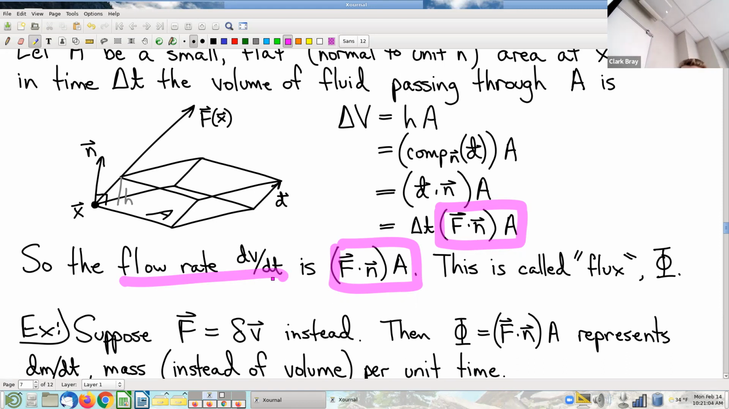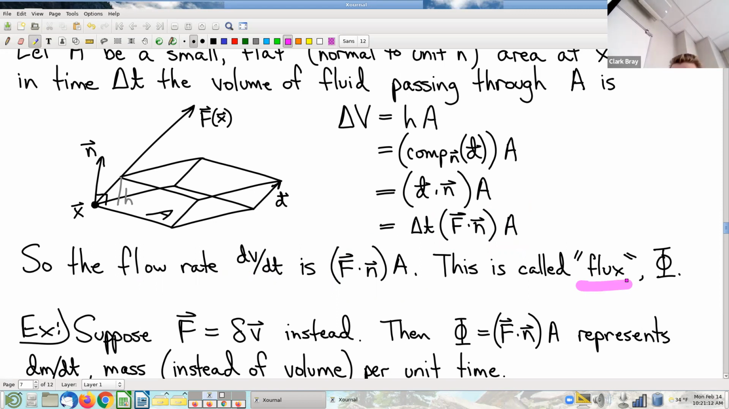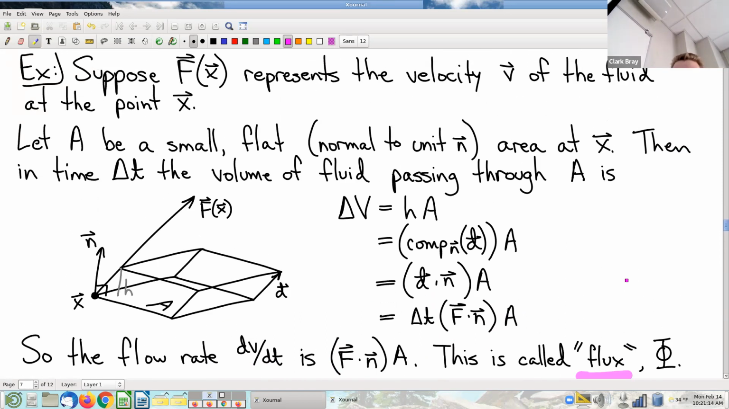Okay. All right, so for whatever it's worth, this is called flux, and flux is useful for different reasons. I've done this calculation here in the context of a fluid flowing through an area and thinking in terms of the volume per unit time going through, because sometimes that's what we're interested in. Sometimes that's what the vector field represents. Record should show, though, that in fact we're interested in flux, namely this expression.